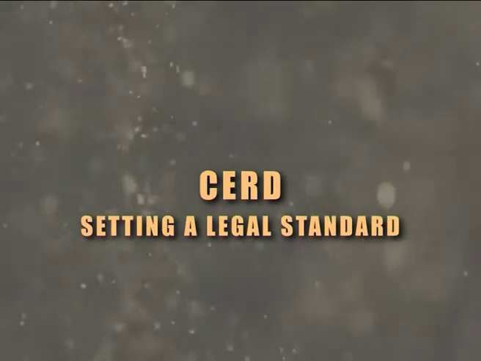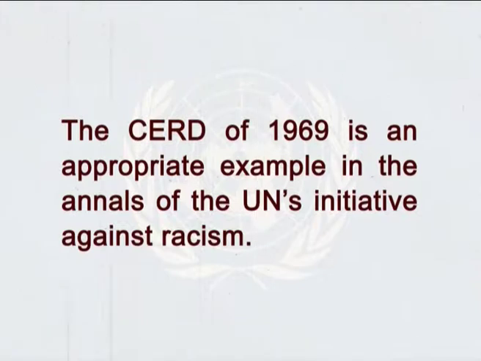Let us now examine CERD, how it sets a legal standard for the world to follow. CERD of 1969 is an appropriate example in the annals of the UN's initiatives against racism. CERD consists of several legal norms and guidelines with regard to the protection of human rights and anti-racial laws which are incumbent upon the signatories while entrusting a moral obligation on all the states in the world.